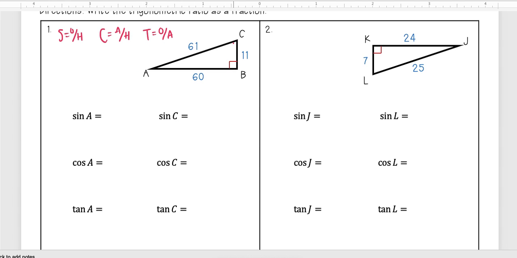So I'm going to go to this triangle, and my very first thing is I want to label my hypotenuse, because that is more likely going to be confused with my adjacent side. So I look here, my hypotenuse, it's the longest side. It's also the side opposite of my right angle. So that means the 61 here is my hypotenuse.